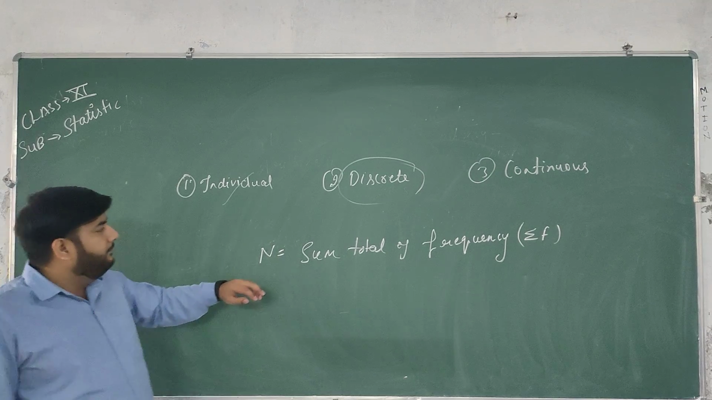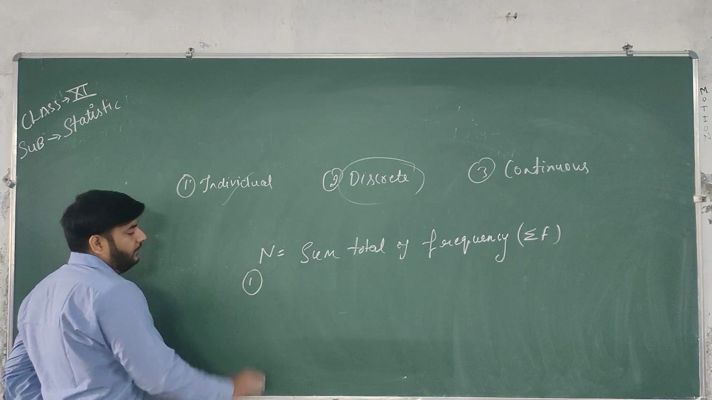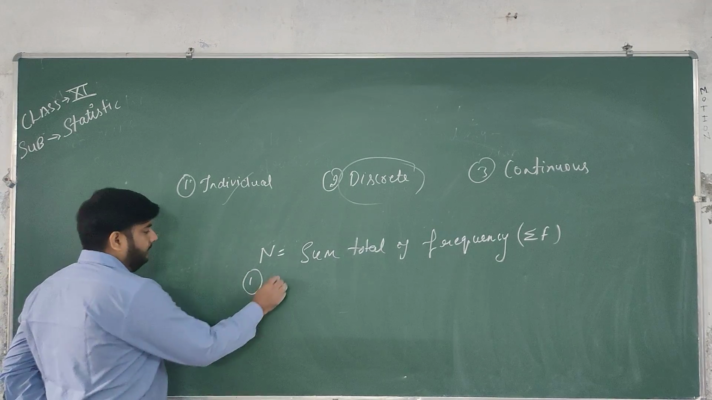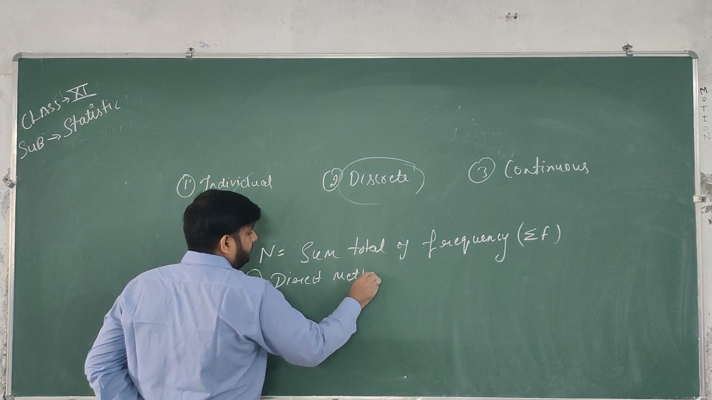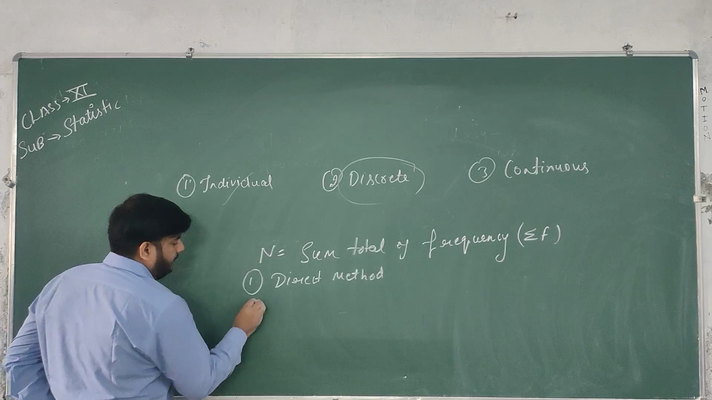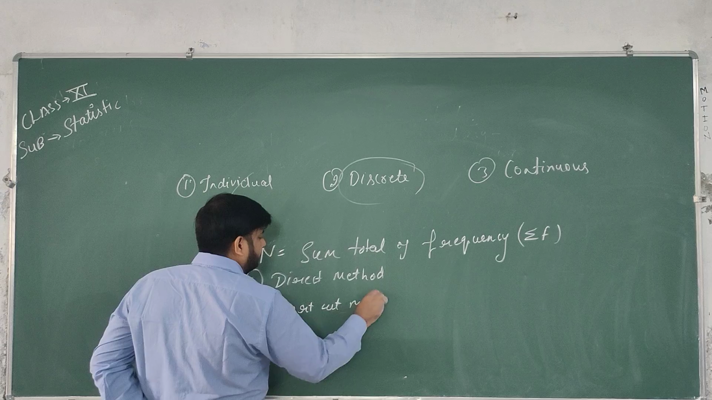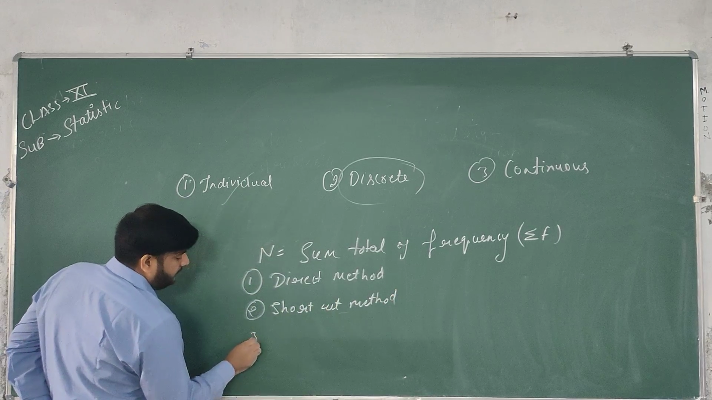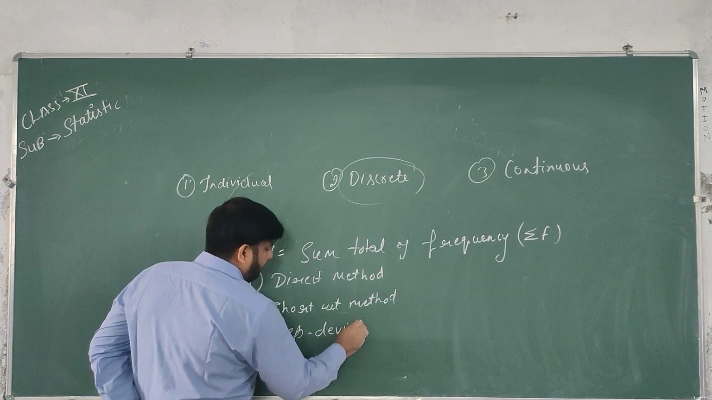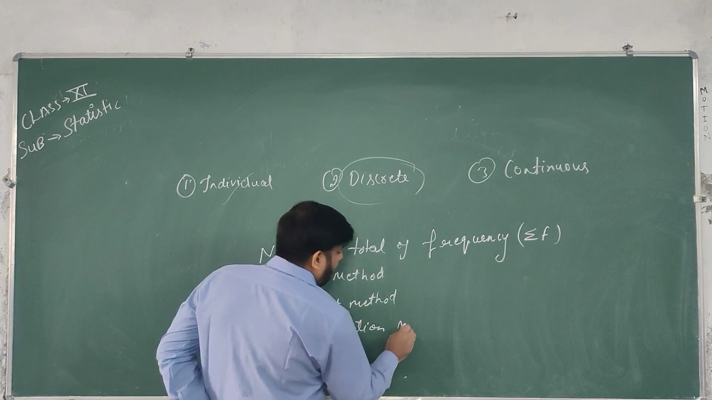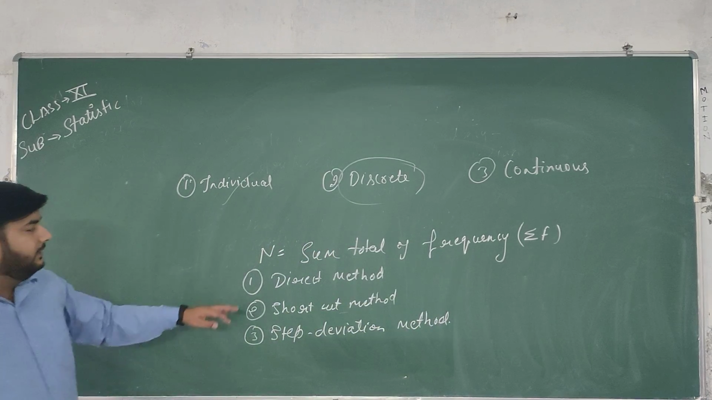So to calculate mean under the discrete series there are also three methods. First is the direct method, second is the shortcut method, and the third one is the step-deviation method. So these are the three methods.